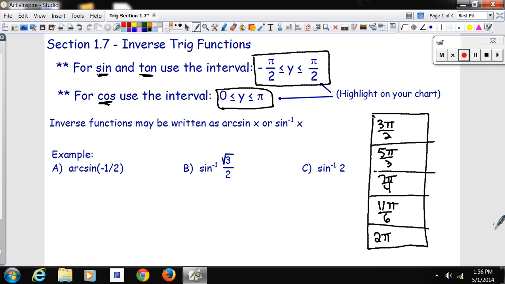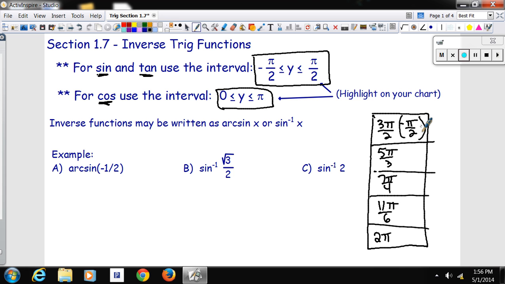All right, so on your chart, you're going to add one thing next to the radian. Next to 3 pi over 2, I want you to add in a negative pi over 2. It's on your chart, right next to 3 pi over 2. Right next to it, you're going to put negative pi over 2, because 3 pi over 2 is the same angle as negative pi over 2.